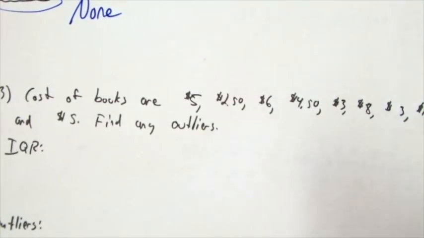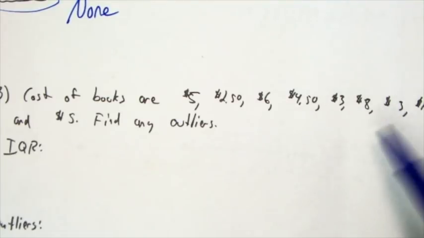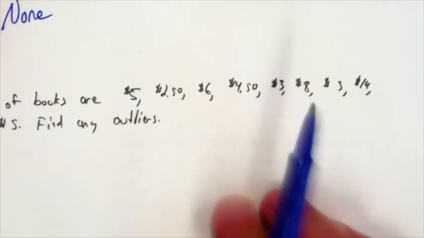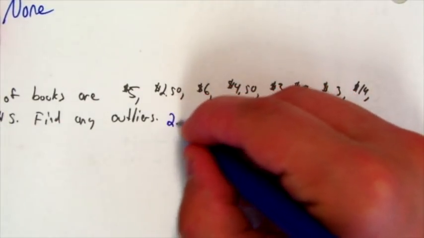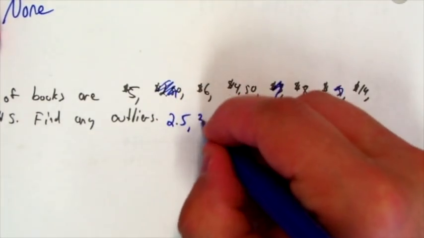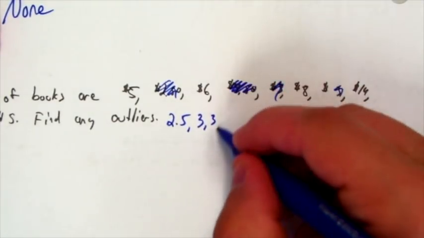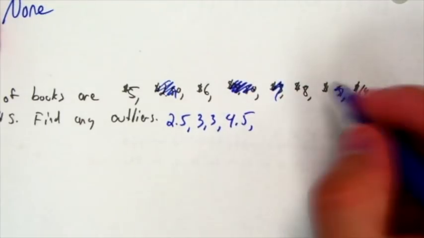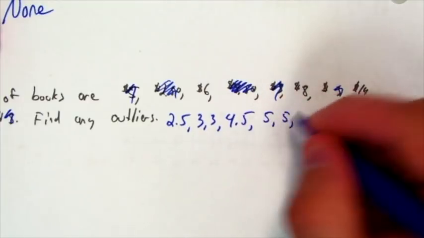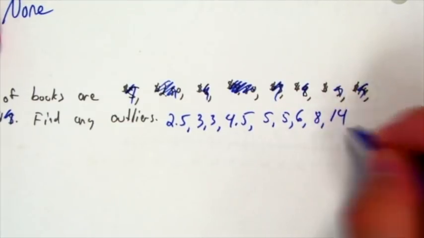But let's look at example 3 now. It says the cost of books are $5, $2.50, $6, $4.50, $3, $8, $3, $14, and $5. So let's go ahead and write these in from least to greatest. So this 2.5, so that's gone. We have 2 3s, so both of those are gone. We have a 4.5. We have 2 5s. We have a 6. We have an 8. And we have a 14.